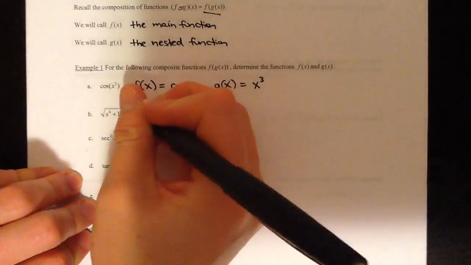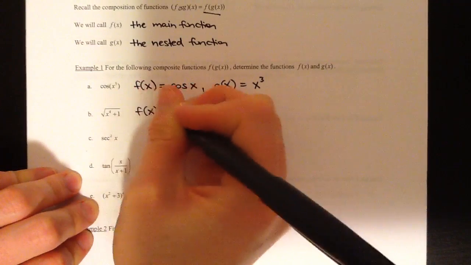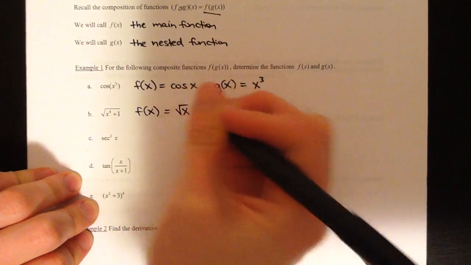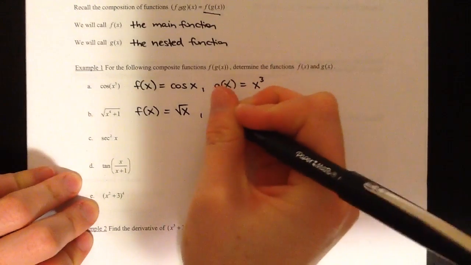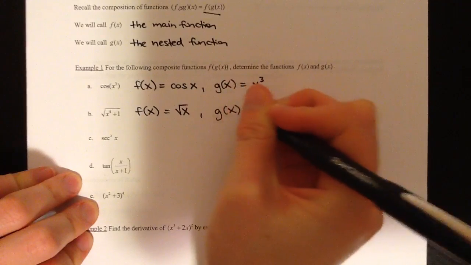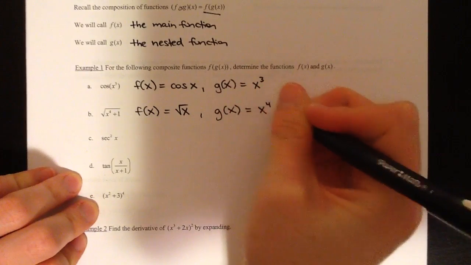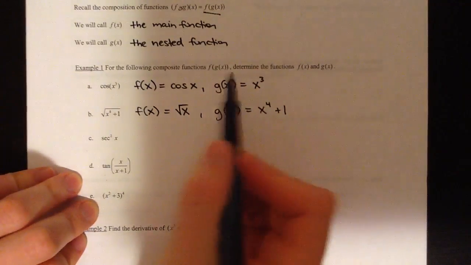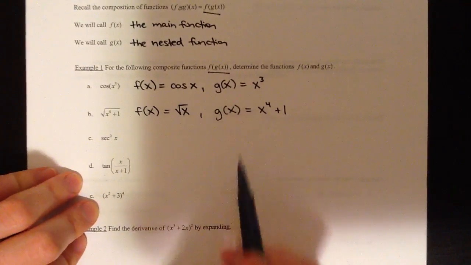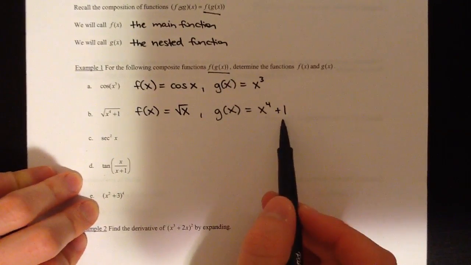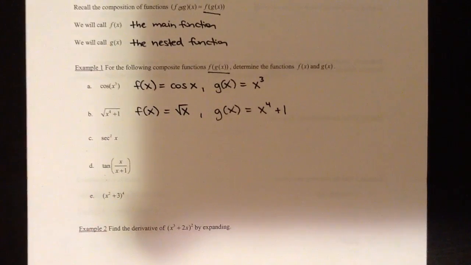Here, our main function is a square root function. So square root of x, but it's not square root of x, it's actually the square root of x to the fourth plus 1. So our nested function, the one that's physically plugged into another function, is x to the fourth plus 1. So if you were to do your algebra 1 style f of g of x, we'd replace the x with an x to the fourth plus 1, and we would have this function.